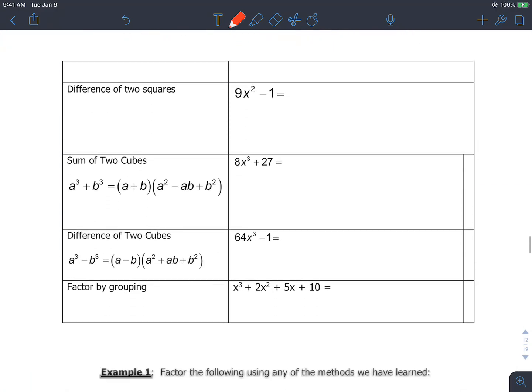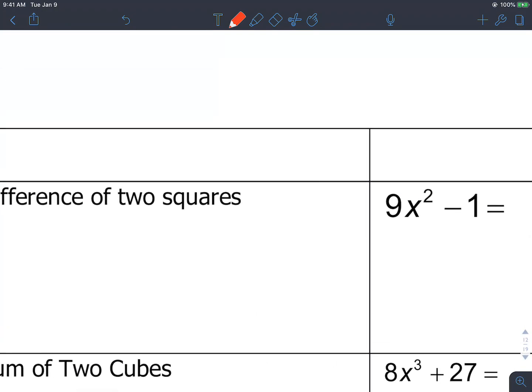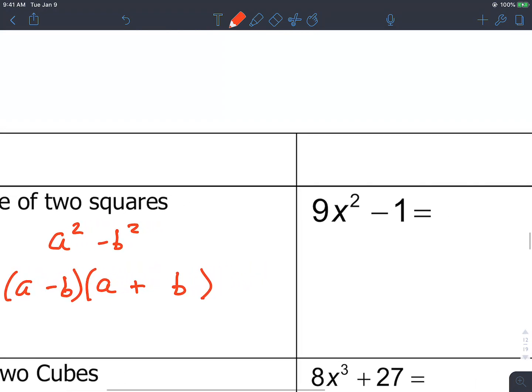Alright, so difference of two squares, we've seen these for a while. Here's your generic form. If you have something in the form of a squared minus b squared, those are both perfect squares, and we factor it this way. We say a times a gets us a squared, and negative b and then positive b get us b squared. And that's how these typically factor.